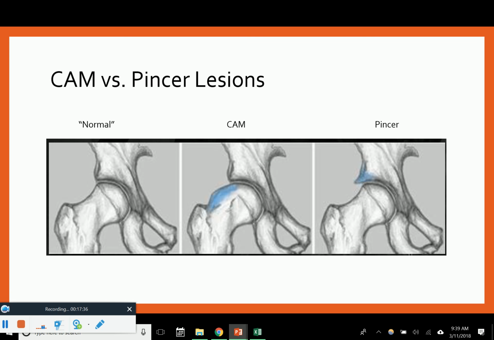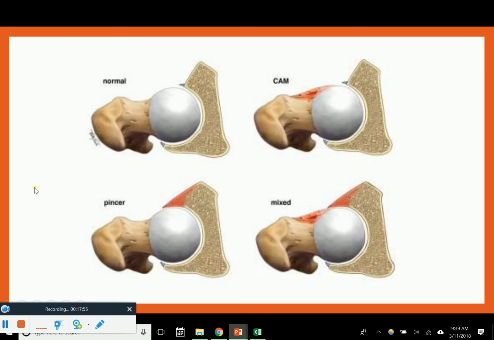Here's another picture that I like because they highlight the areas where the lesions are occurring. So here's a normal hip, nice anatomy. Cam lesion, you can see the bony overgrowth on the femoral neck. Pincer lesion, you can see the bony overgrowth on the acetabular rim, and a lot of times you'll see it on both. Here's a mixed, as we just said.